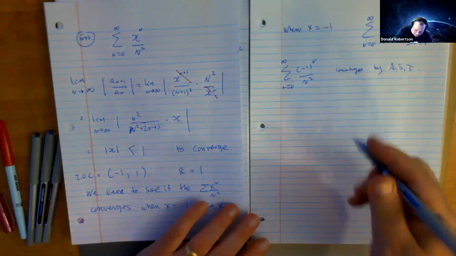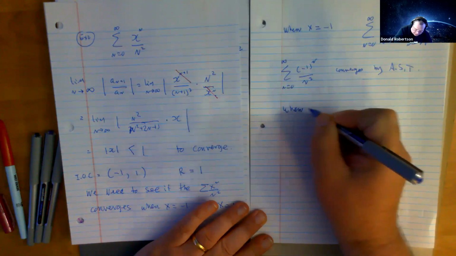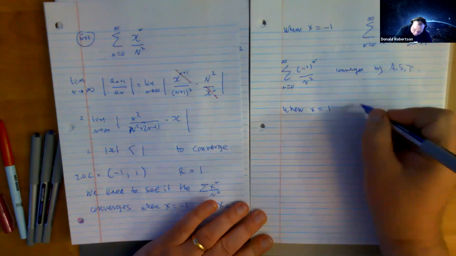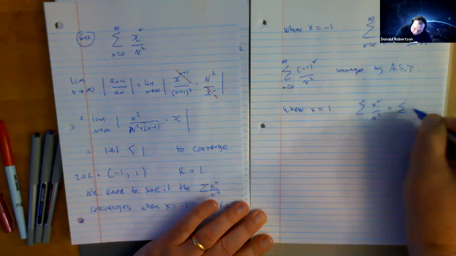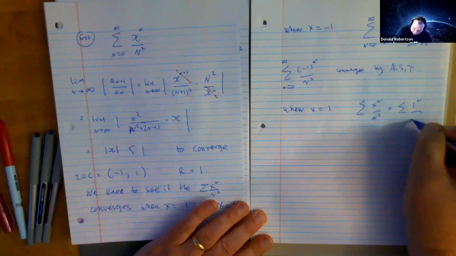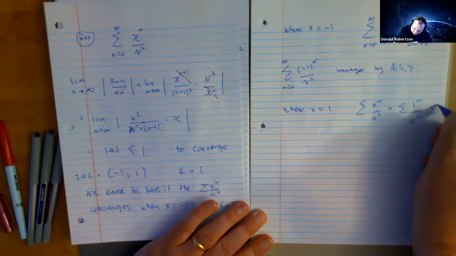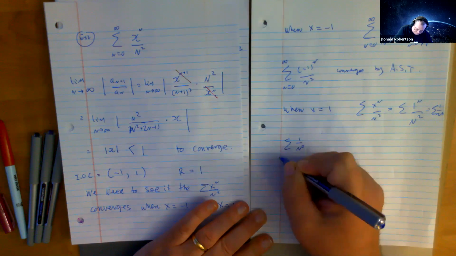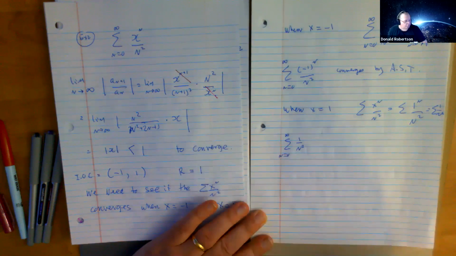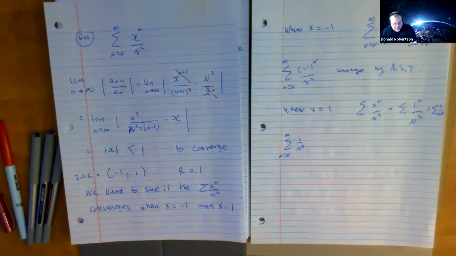Now, what about when x equals 1? Let's check that guy out. Well, the power series that you gave me will turn into 1 to the n over n squared. Oh, isn't 1 to the n just 1? Right, let's look at this then. Does 1 over n squared, sigma 1 over n squared, does that series converge?